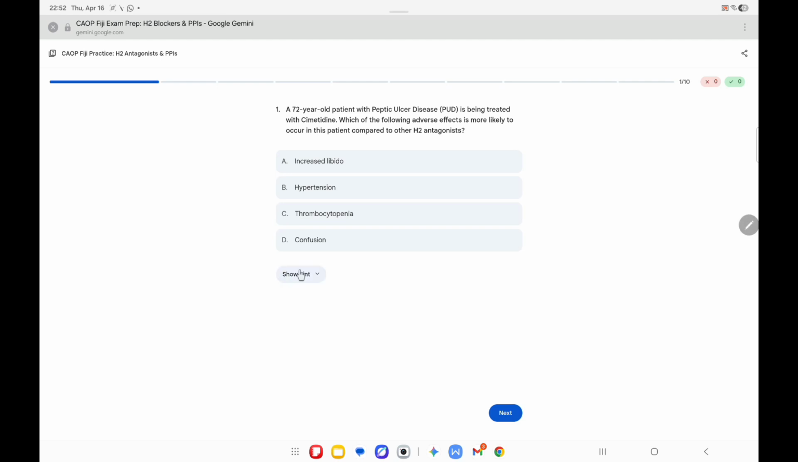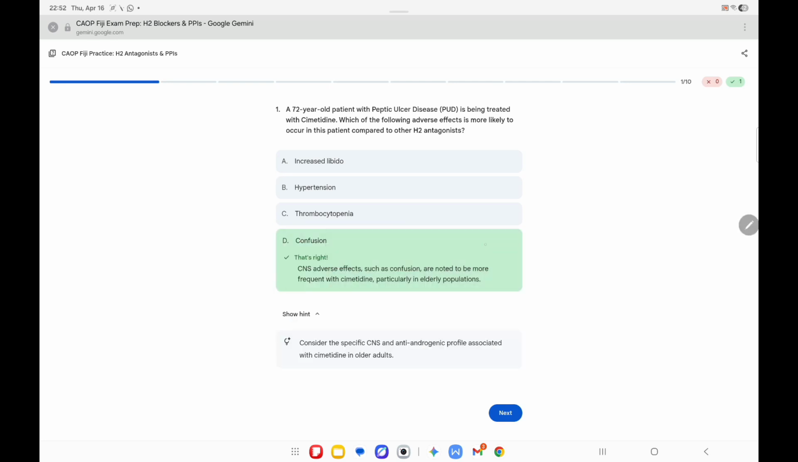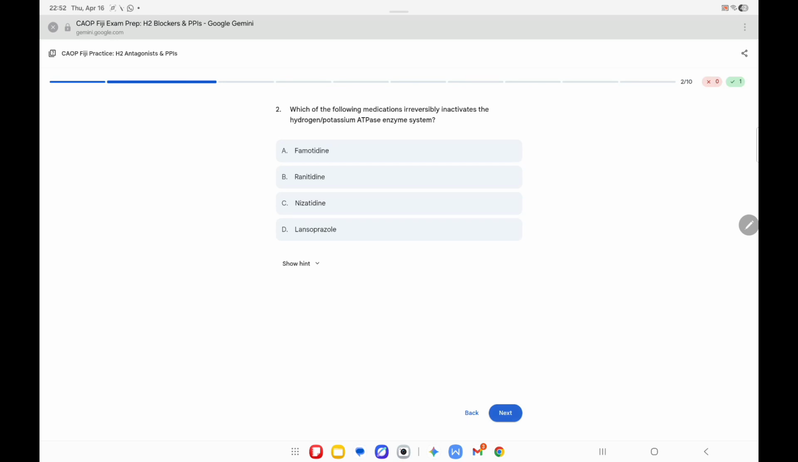Let's see what our hint is. Consider the specific CNS, and okay, yes, it causes confusion. So the CNS-related effect is confusion, and the anti-androgenic profile is associated with cimetidine in older adults. So I think confusion is the one. Yes. Which of the following medications irreversibly inactivates? Irreversibly, it says, then it is lansoprazole, and it's going to block hydrogen potassium ATPase. There's just one correct option, that is lansoprazole. Straightforward question.